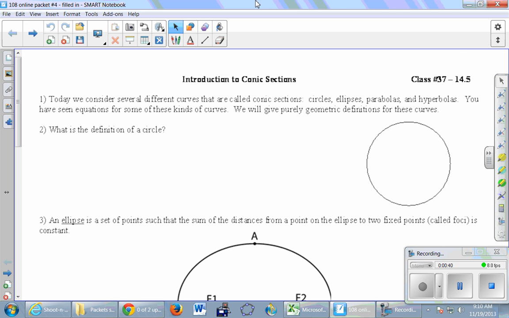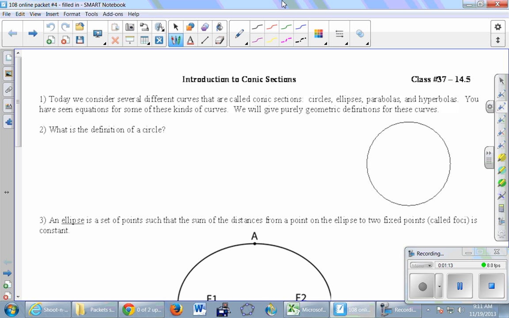Today we consider several different curves that are called conic sections: circles, ellipses, parabolas, and hyperbolas. You've seen equations for some of these kinds of curves. We will give purely geometric definitions for these curves. The conic sections are comprised of exactly these 4 shapes. I expect you're quite familiar with the first 3 and maybe less so with the last one. We will talk in a future class about why these 4 things are grouped together and why we give them the name conic sections.